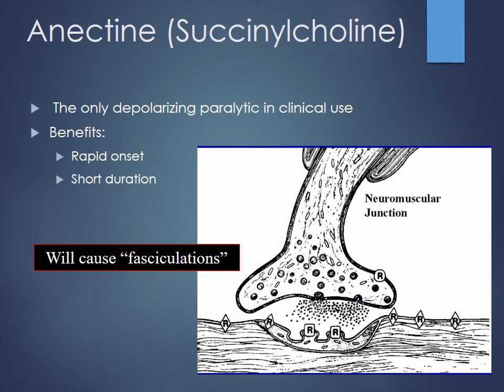Looking at succinylcholine, this is the only depolarizing neuromuscular blocker that we have in clinical use. The benefit here is it is very short acting and has a very rapid onset, right? We call this a depolarizing neuromuscular blocker because it causes fasciculations due to its mechanism.